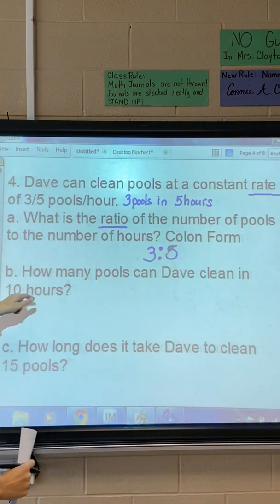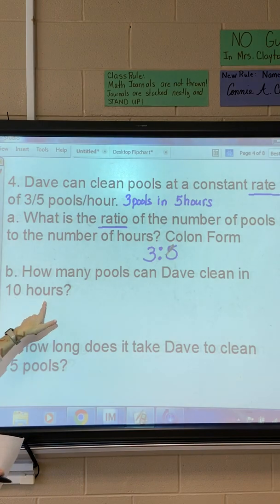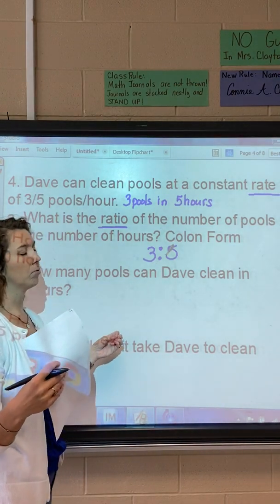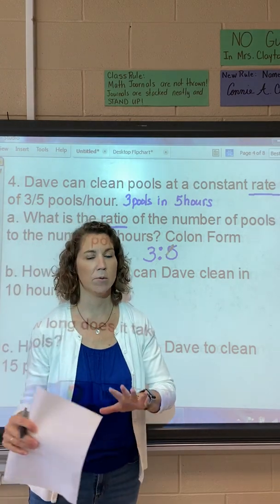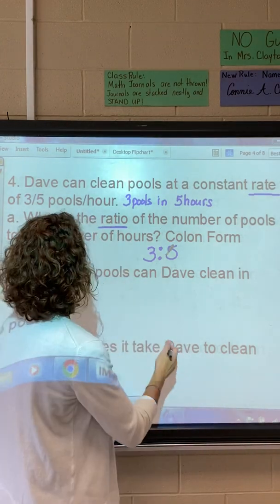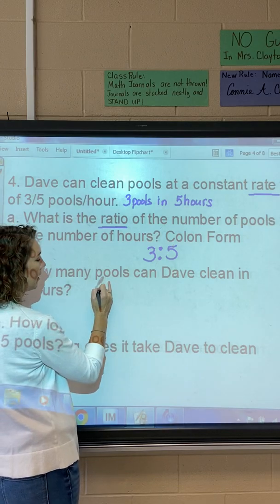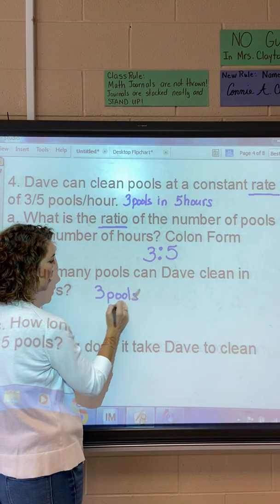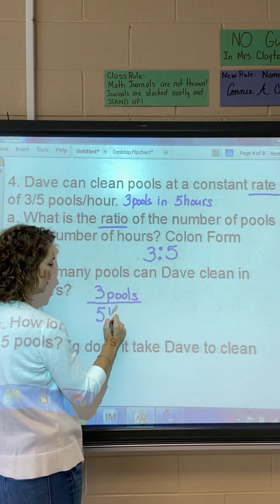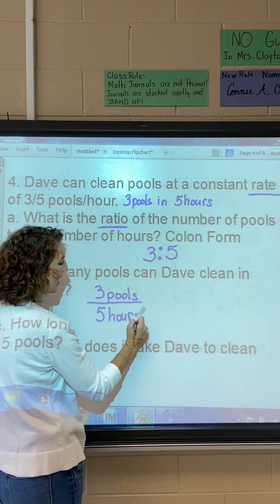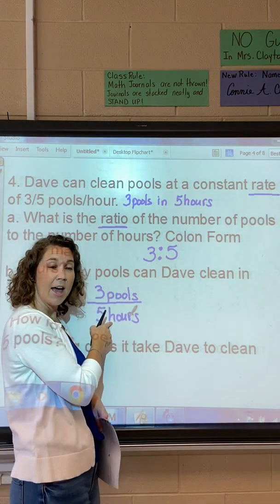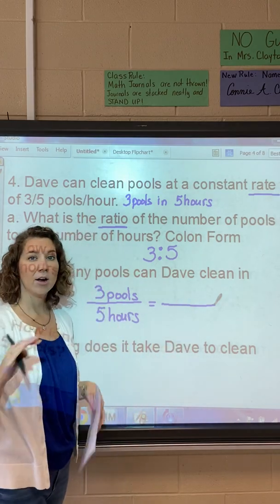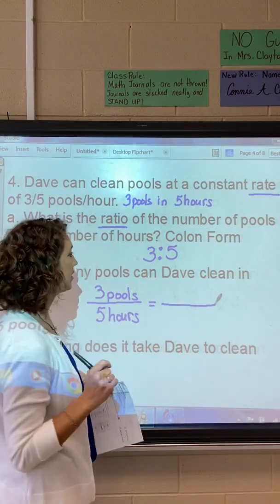Part B, how many pools can Dave clean in 10 hours? So we're gonna set up equivalent ratios. That's called a proportion. We set 2 ratios equivalent to each other. So we know that he can do 3 pools in 5 hours. And yes, I am writing those words in so that when I set up my equivalent ratio over here, I know exactly what I'm dealing with. You'll see in just a minute.